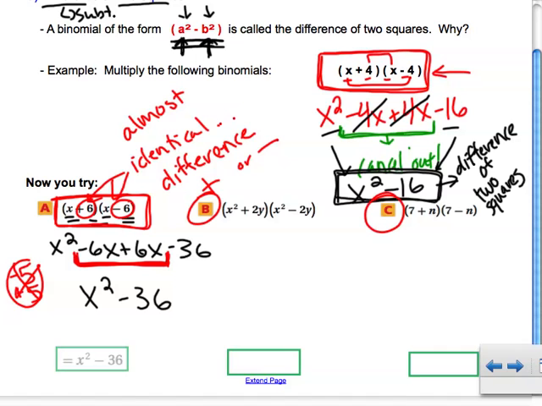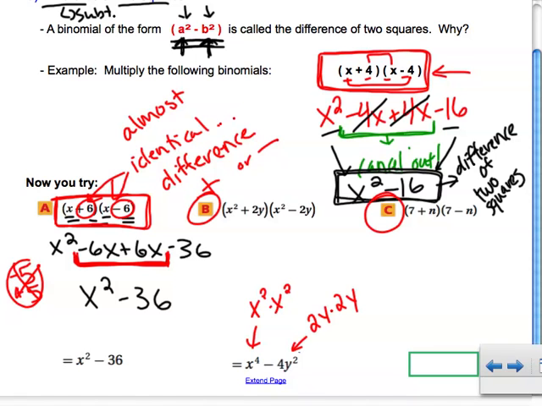All right, ladies and gentlemen, I assume that you're back. B is going to give you x to the fourth minus 4y to the second. These are the difference of two squares because x to the fourth comes from x squared times x squared. This one comes from 2y times 2y, right? That's why it's called the difference of two squares. These numbers come from something that gets squared. Here we have x times x gives us x squared, and this one we have 6 times 6 gives us 36. That subtraction sign is just part of the formula because it's the difference of two squares.